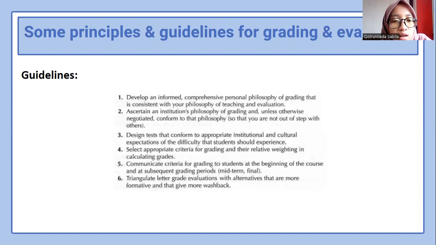And then select appropriate criteria for grading and their relative weighting in calculating grades, and then communicate criteria for grading to students at the beginning of the course and at subsequent grading periods, such as midterm and final. And then triangulate letter grade evaluation with alternatives that are more affirming and that give more washback.